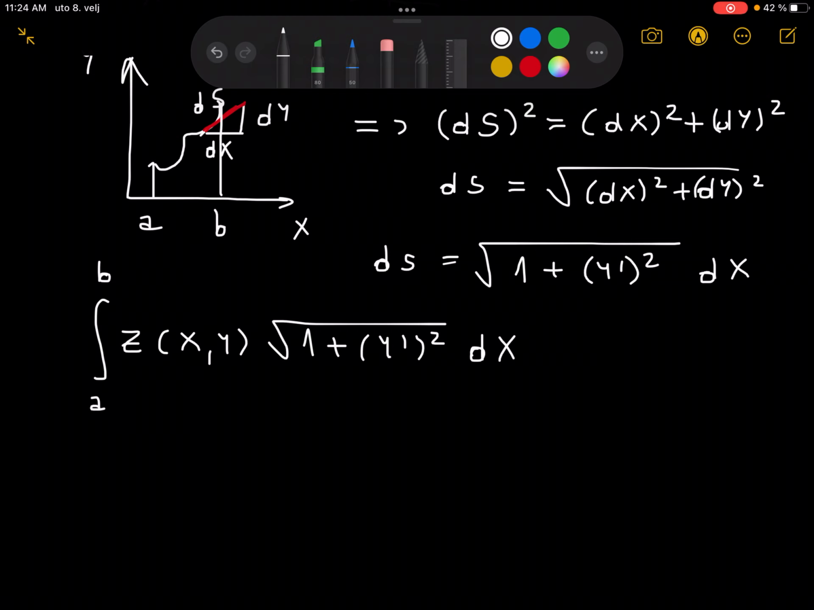Okay, so I hope I gave you a little bit of an intuitive understanding of this problem, the meaning of the curvilinear integral, and I hope you enjoyed the video.